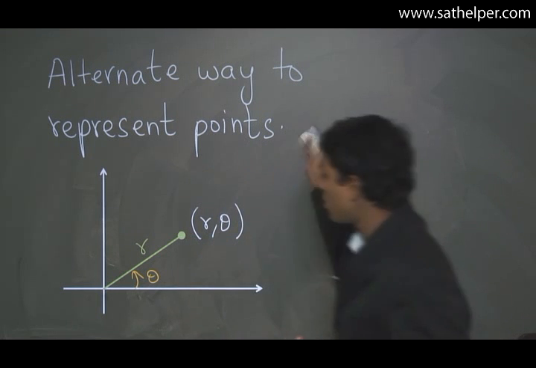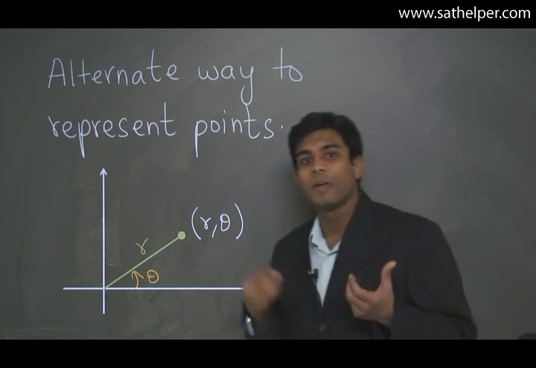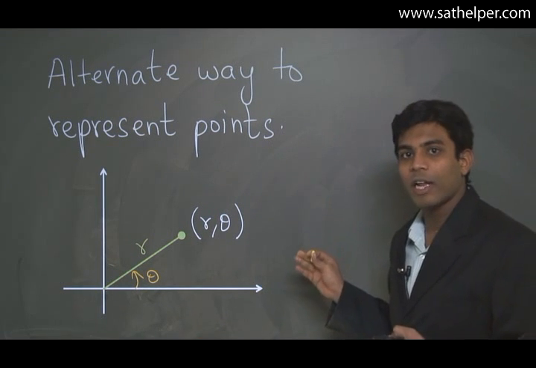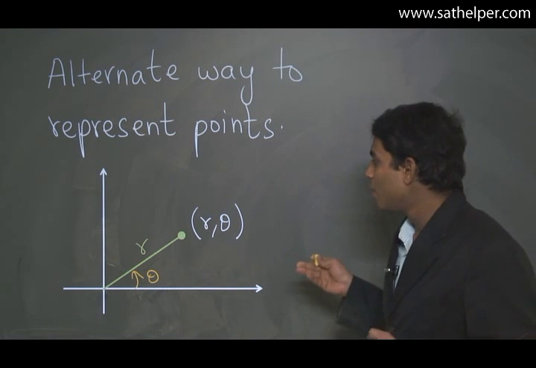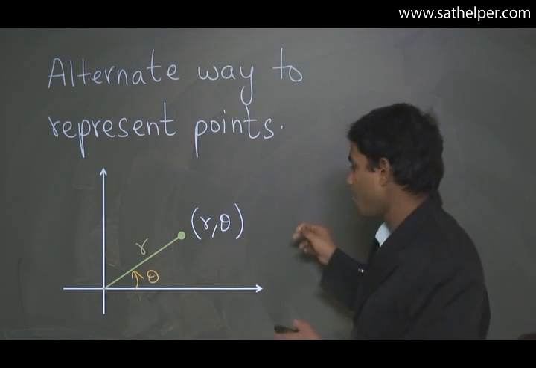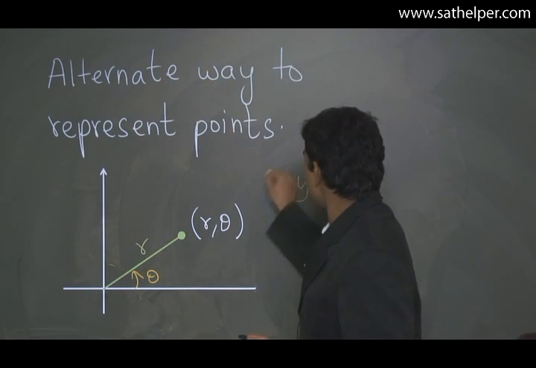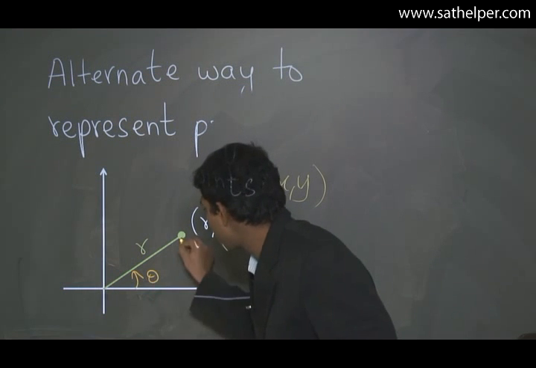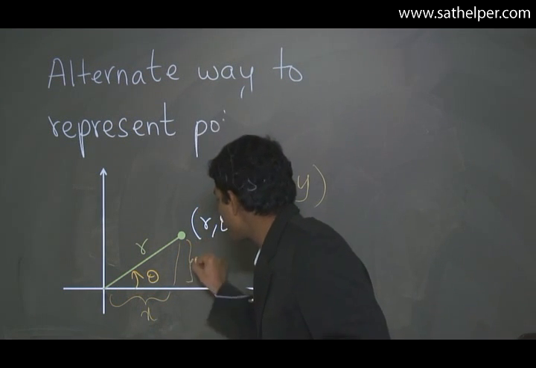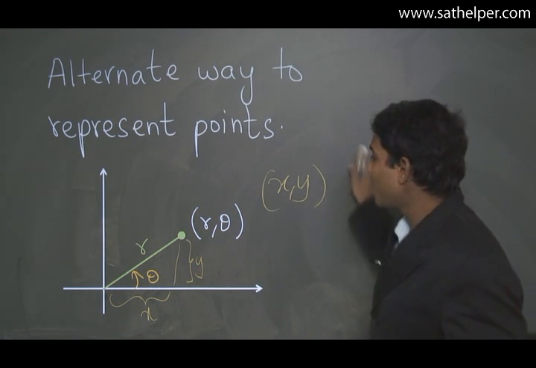Here we are not changing any geometry. What we are changing is the way we represent points, right? So how does this relate to the rectangular coordinates that we had previously? In the case of rectangular coordinates, we had x comma y, right? Where x is this distance and y is this distance. So how does it relate to the x and y? Let's see that.